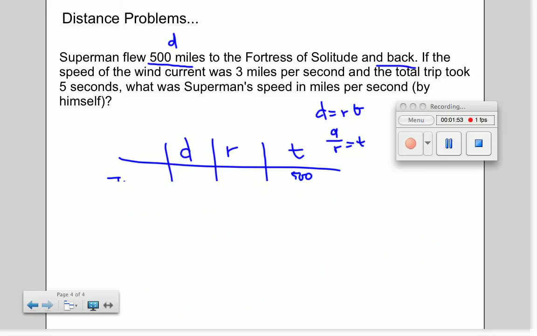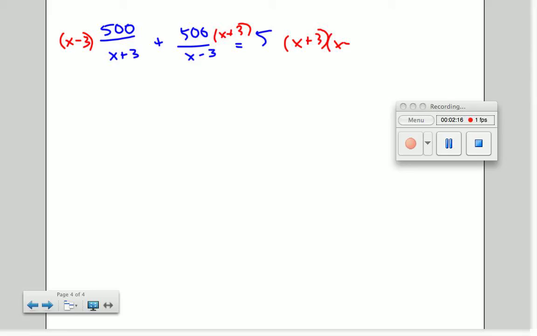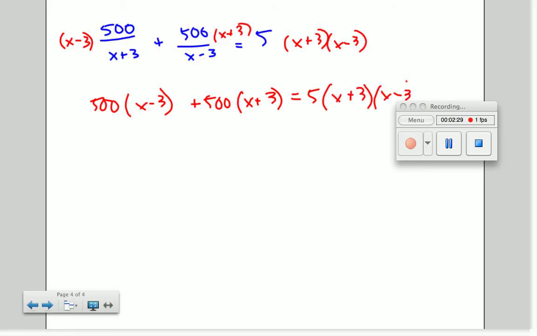So let's rewrite the problem. 500 over x plus 3 plus 500 over x minus 3 equals 5. Let's go ahead and multiply everything that we need. This one needs x minus 3, this one needs x plus 3, and this one needs both, x plus 3, x minus 3. So we've got 500 times x minus 3 plus 500 times x plus 3 equals 5 times x plus 3 times x minus 3.